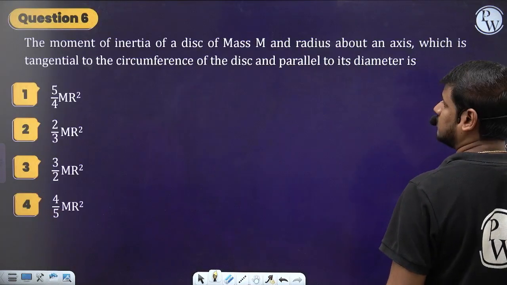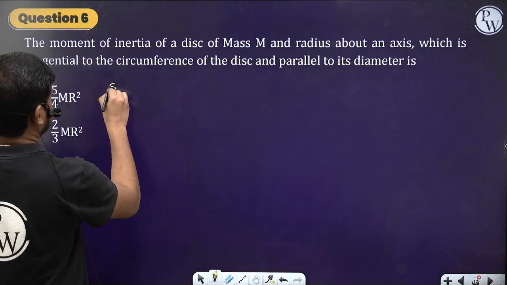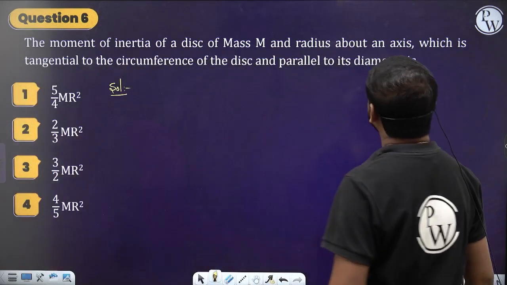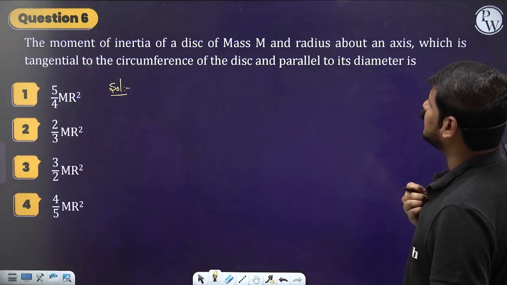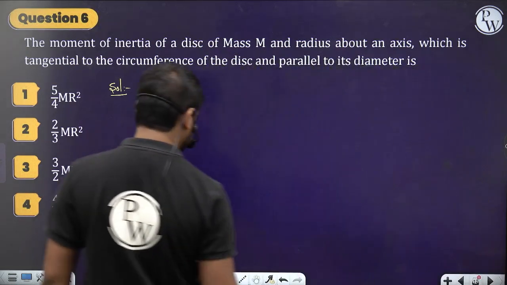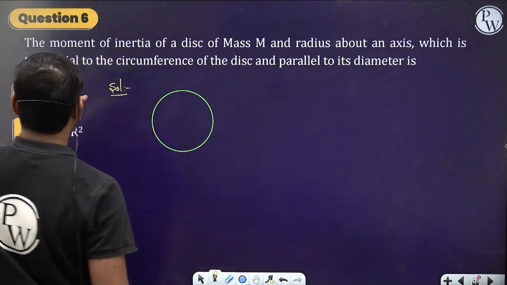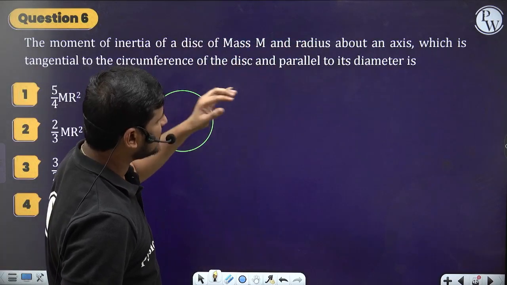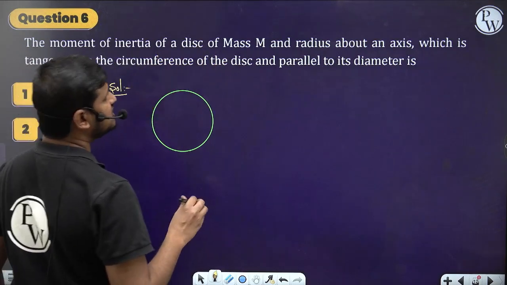Chalo. Let's see one question. What does the question say here? The moment of inertia of a disk of mass m and radius r about an axis which is tangential to the circumference of the disk and parallel to its diameter is... See here, try to understand the question. First, there is a disk. So here is a disk.